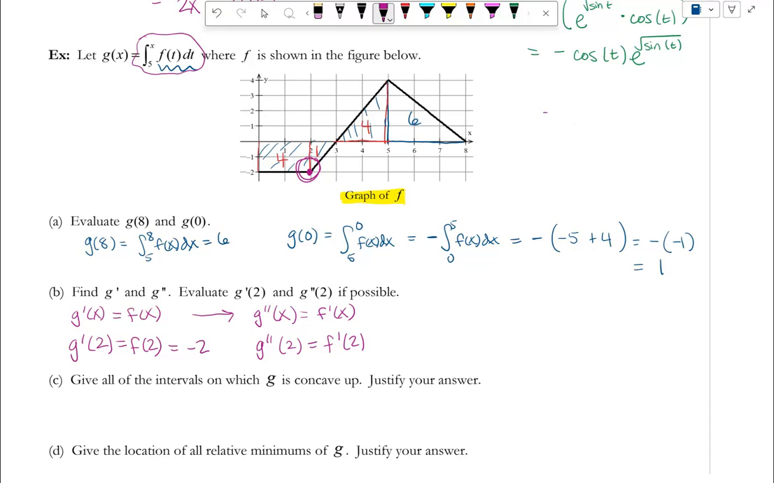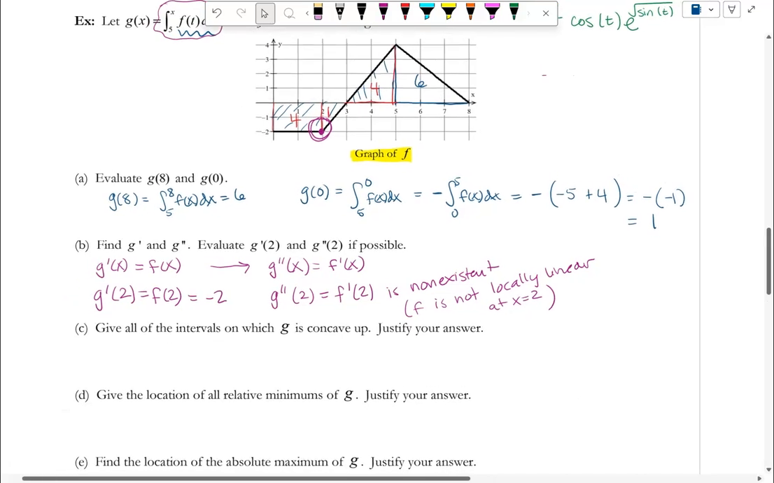not locally linear. So f prime of 2 is non-existent, and that's because f is not locally linear. You could also say that the graph of f has a corner, but f is not locally linear at x equals 2.